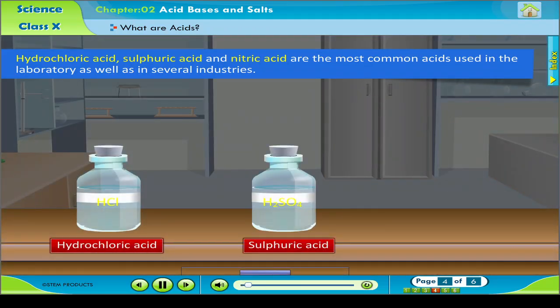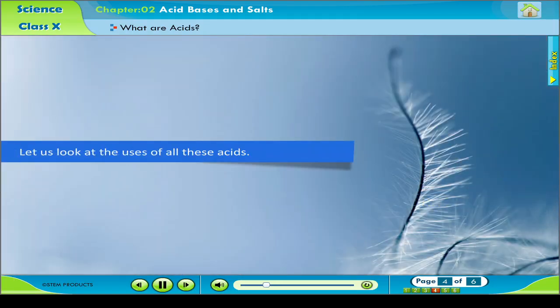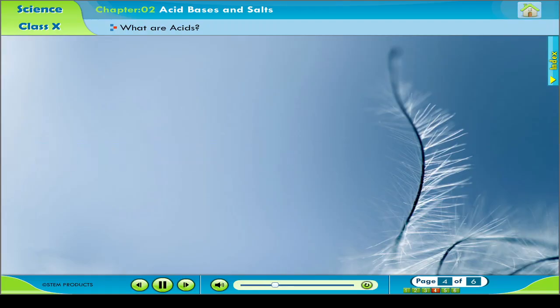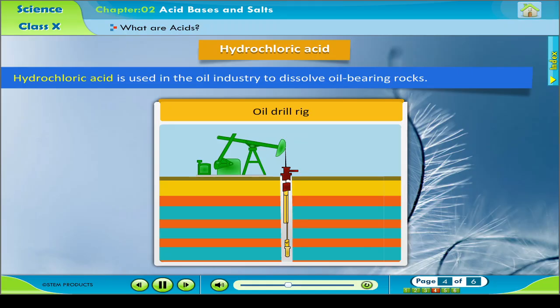Hydrochloric acid, sulfuric acid and nitric acid are the most common acids used in the laboratory as well as in several industries. Let us look at the uses of all these acids. Hydrochloric acid. Hydrochloric acid is used in the oil industry to dissolve oil-bearing rocks.